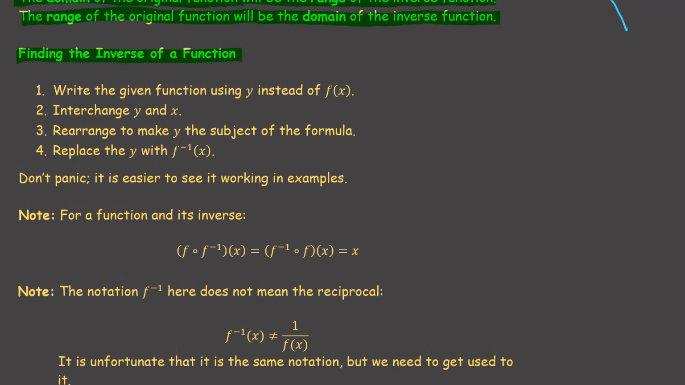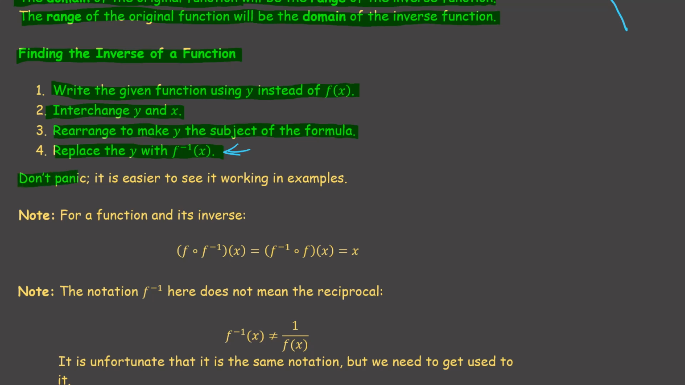Finding the inverse of a function. Write the given function using y instead of f(x). Interchange y and x. Rearrange to make y the subject of the formula. Replace the y with f^-1(x), which is the notation for the inverse function that we've met before. Don't panic. It's easier to see it working in examples.